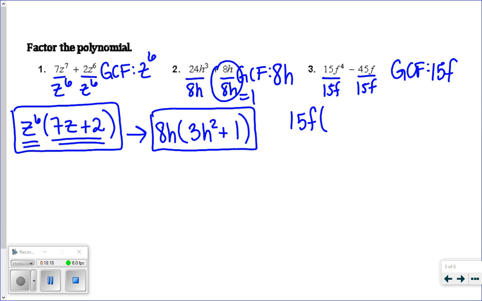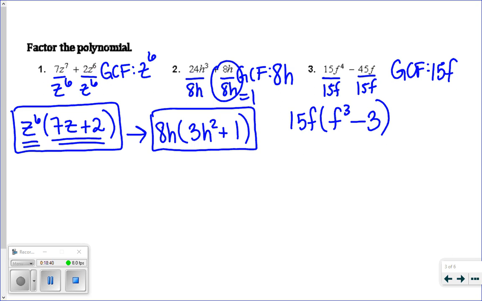In this first term, 15 over 15 is 1. f to the fourth over f is f to the third. So that should be what I have left in that first term. In the second one, negative 45 divided by 15 is negative 3. And then f over f is just 1. So that should be our factored version.